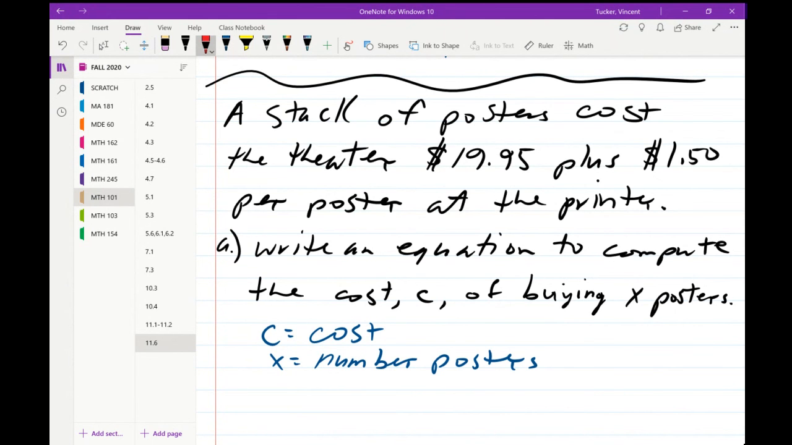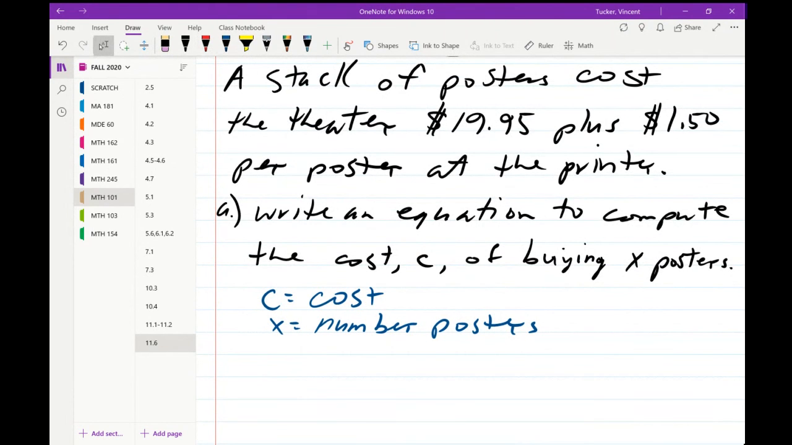So when we look at our setup, it says a stack of posters costs the theater $19.95 plus $1.50 per poster. So cost is going to be equal to $19.95 plus $1.50 per poster, which will be $1.50 X. Initially it's going to cost $19.95. If you're only going to print one poster, then that's $1.50 times one. Two posters, that'll be $1.50 times two, plus that $19.95 and so on. So that would be your equation.